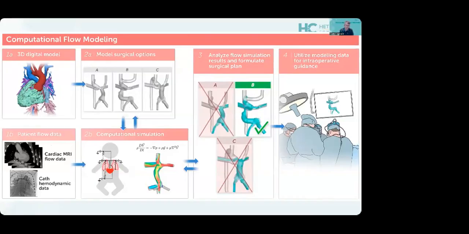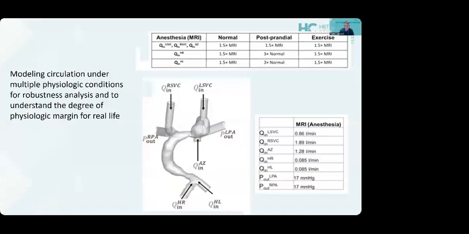So this isn't simulating the flow in general. This is simulating what we actually expect for this individual patient, including utilizing their expected resistance of blood flow through the lungs for these single ventricle patients. And then we're able to analyze the flow simulation results, and from that, understand what's the best option for low energy loss and good distribution of blood flow to both lungs. And then we use that selected plan for intraoperative guidance when we do these surgeries.